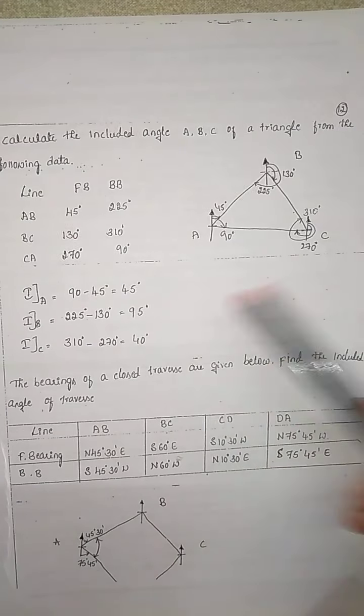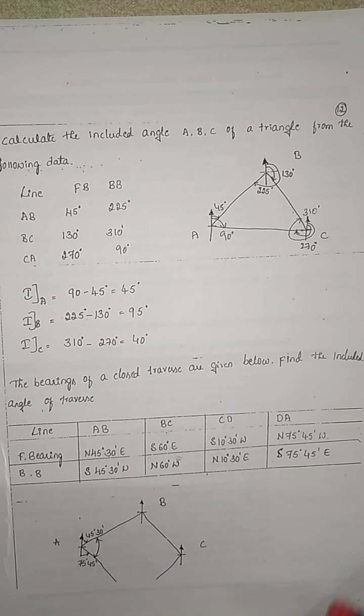So it is one of the very simple problems that we have solved in today's class. In today's class we have solved the problem of finding out the included angle or finding the fore bearing from the given set of angles. Either one fore bearing will be given to you, or included angles will be given to you, or the fore bearing will be given to you and one included angle will be given to you. So from this you need to solve the related problems.